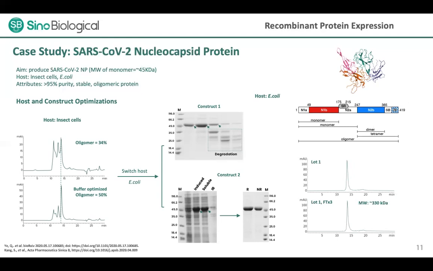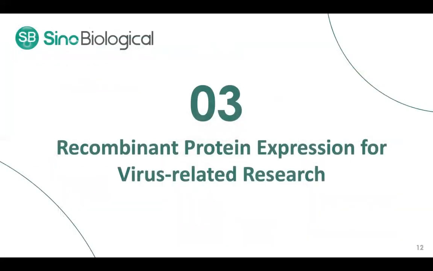So the previous showcase indicates that the purification scheme, the protein construct selection, and of course the selection of the expression host are very important in protein expression optimization. But again, as I mentioned earlier, this is a systematic process. Each step, when necessary, would need to be carefully tailored in order to obtain high purity and high quality proteins. Lastly, I would like to very briefly touch on recombinant protein expression techniques for virus-related research.